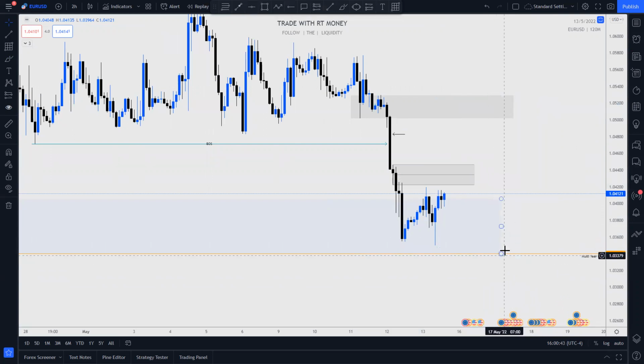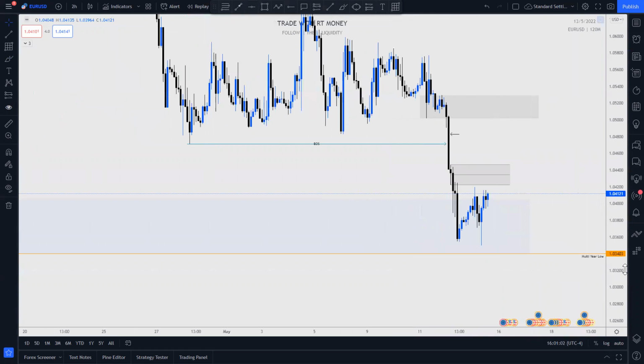But this will be the target. This multi-year low here, this will be the target. I'm just looking for any pullback here as an excuse to get in, look for my shorts. I'm looking for shorts, not counting trades. I'm looking for shorts. Okay, see you in the next one.